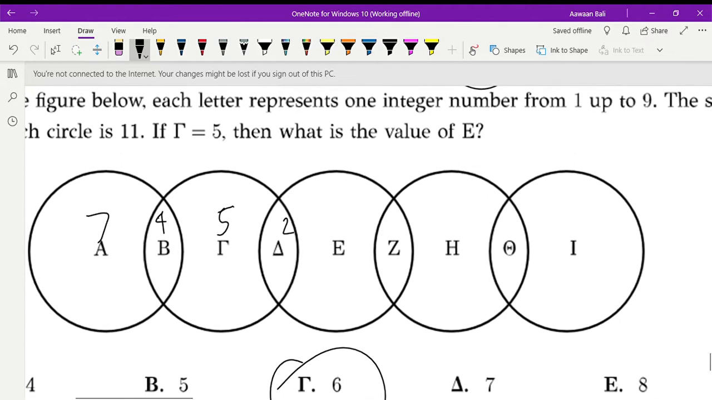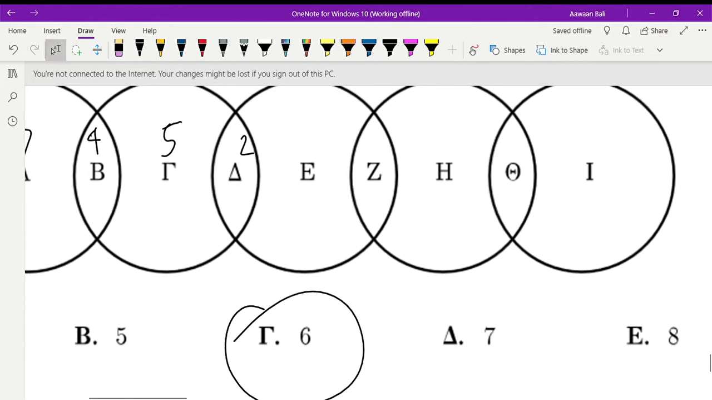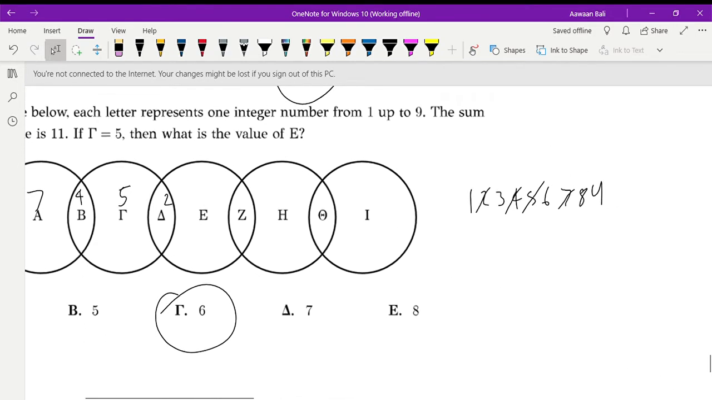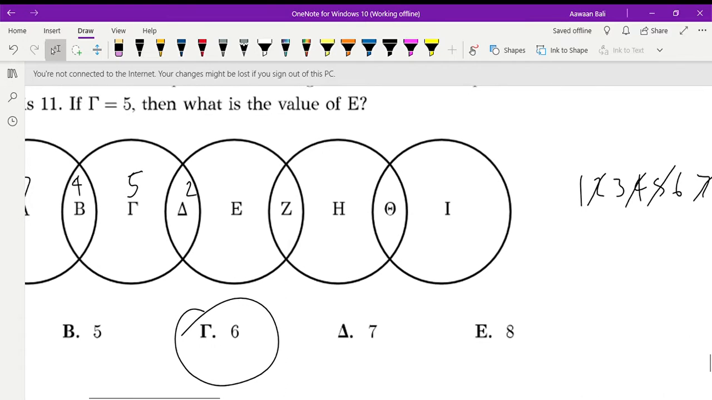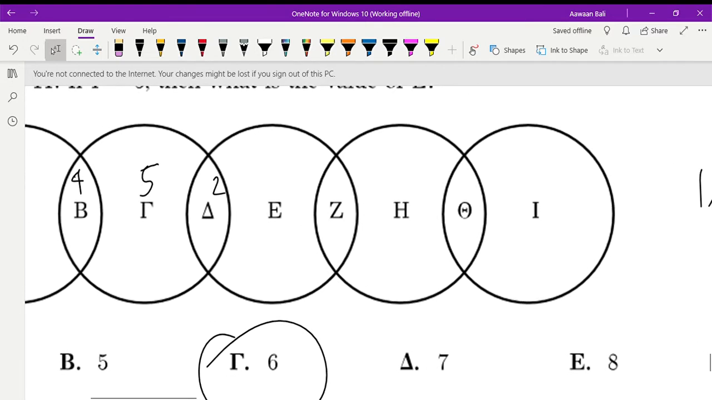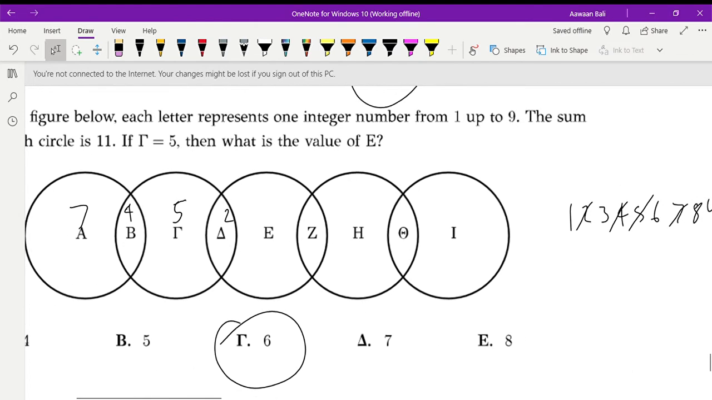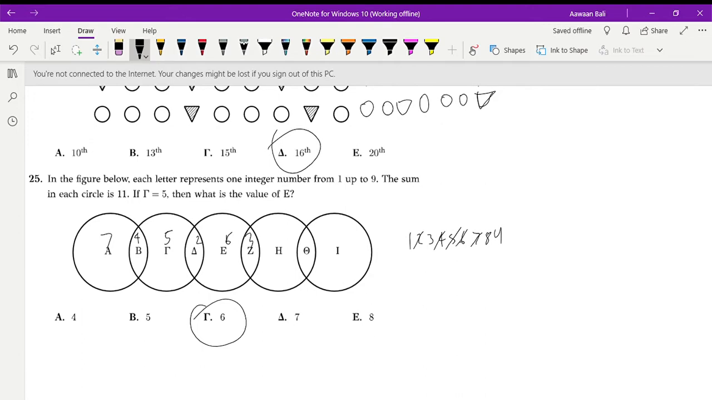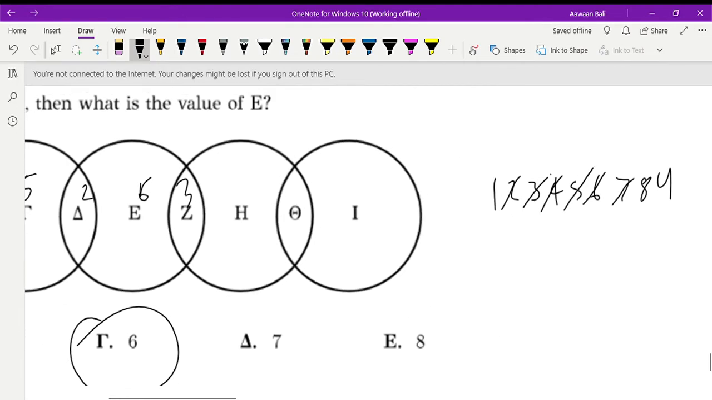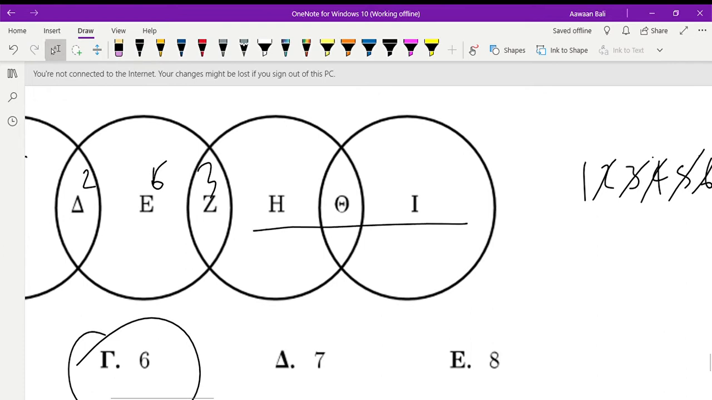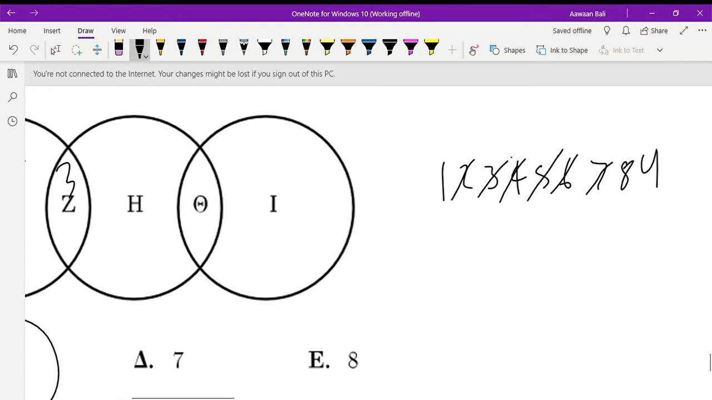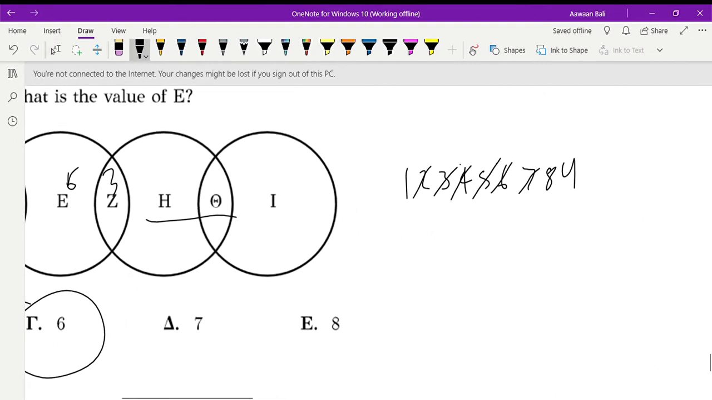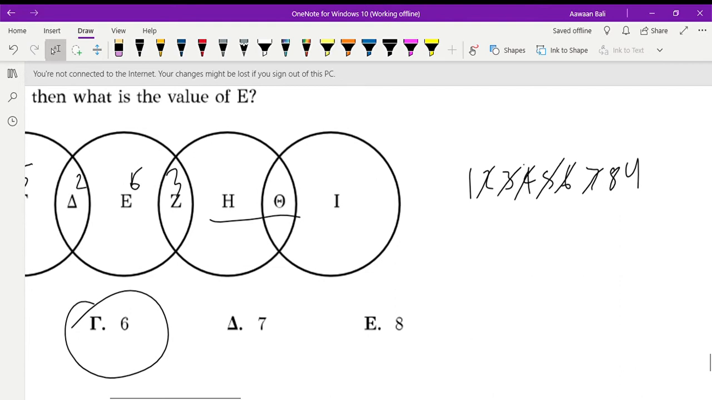Now eta plus zeta, they're equal to 9. So that's 6 and 3. So we can say 6 and then 3. Now that means there's only these 3 Greek letters left, and the values they can be are 1, 8, and 9. Now 11 minus 3 is 8, which means the sum of these two is 8.